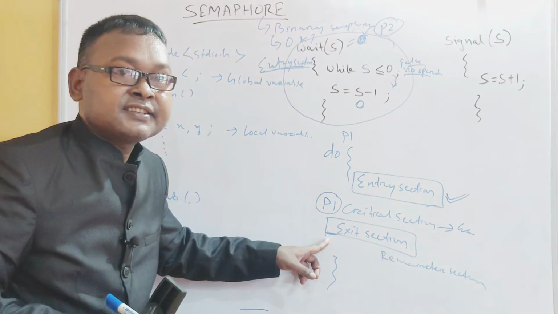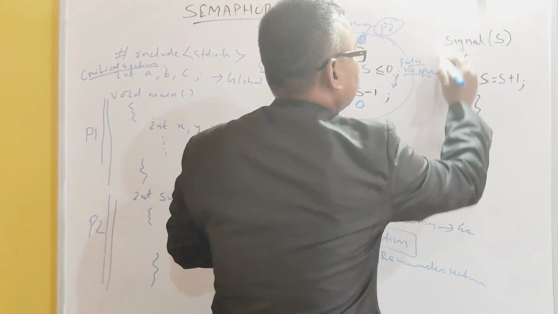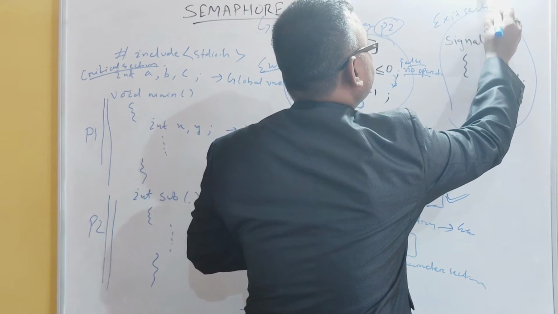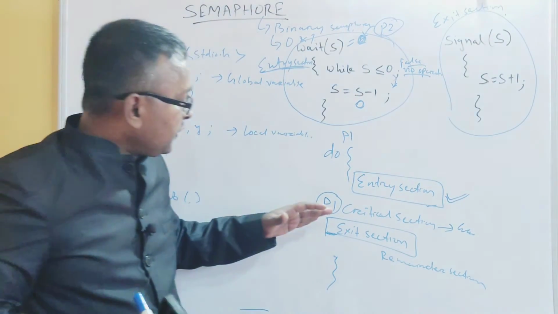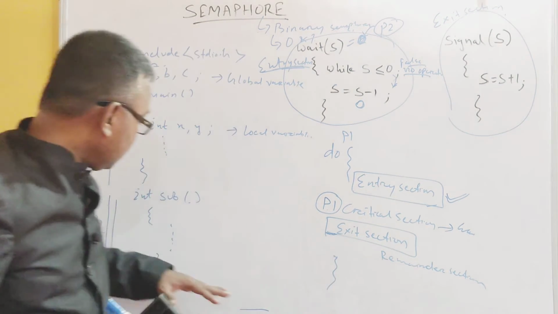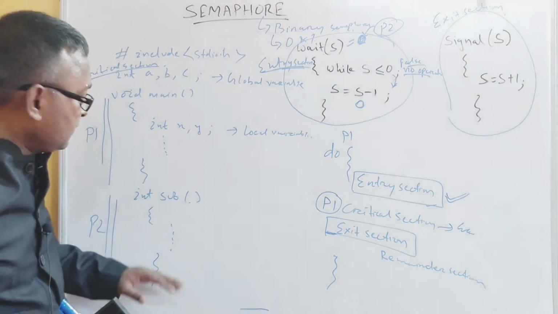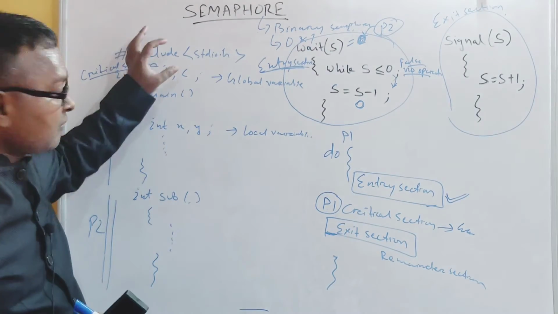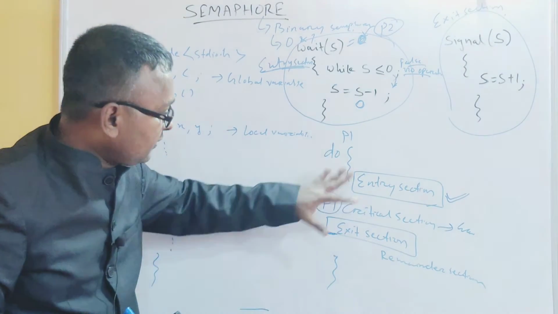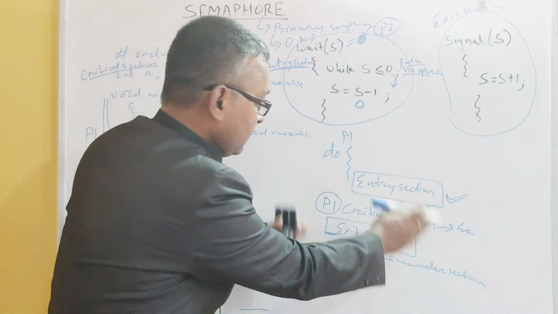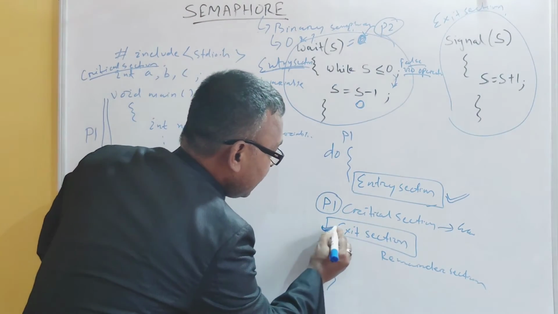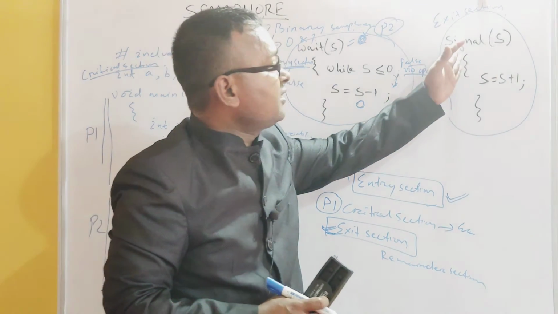Okay. So what is the exit section? Exit section is this particular code. So P1 has to execute the exit section, then the remaining code, whatever the code is there. So this is for accessing the global variable, right? So remaining code, then coming out from this particular section. So P1 has to execute the exit section.